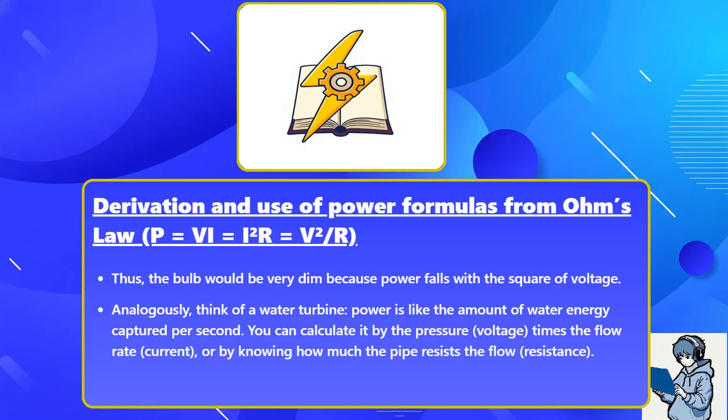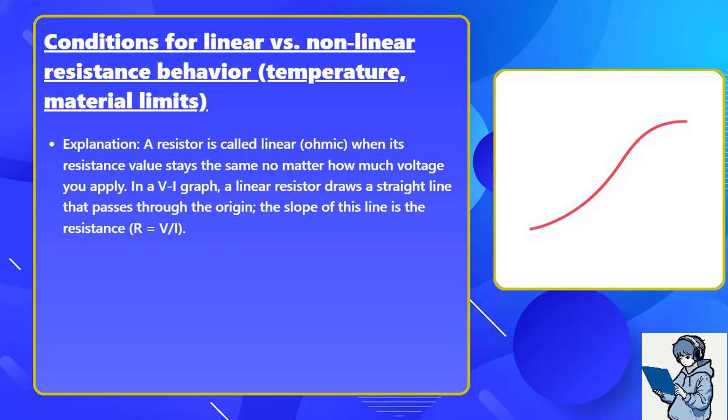Analogously, think of a water turbine. Power is like the amount of water energy captured per second. You can calculate it by the pressure, voltage, times the flow rate, current, or by knowing how much the pipe resists the flow, resistance. Explanation: a resistor is called linear ohmic when its resistance value stays the same no matter how much voltage you apply.